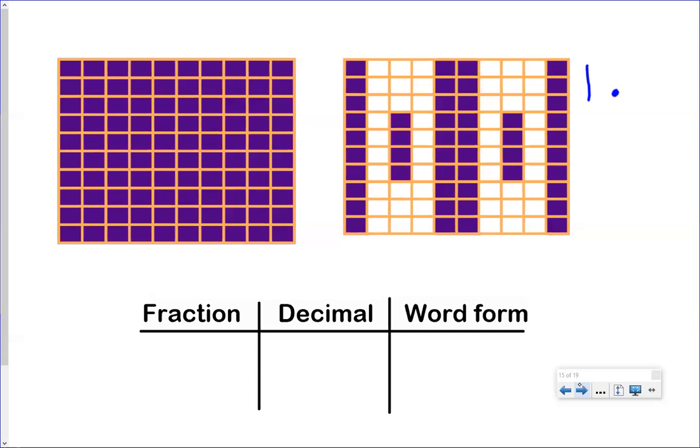Queen? Let's go, 48. Yes. That would be 1 and 48 hundredths, because I have 1 entire grid shaded and 48 pieces of the other. How would I show that as a mixed number?